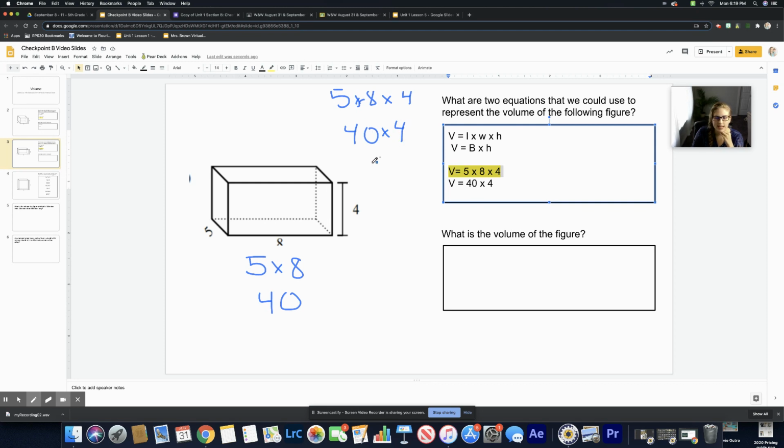So 40 times 4, I'm going to bring it over here. 40 times 4. 4 times 0 is 0. 4 times 4 is 16. So 140, nope, sorry, misspoke, 160 units cubed or 160 cubic units. Either way that you write it is correct.